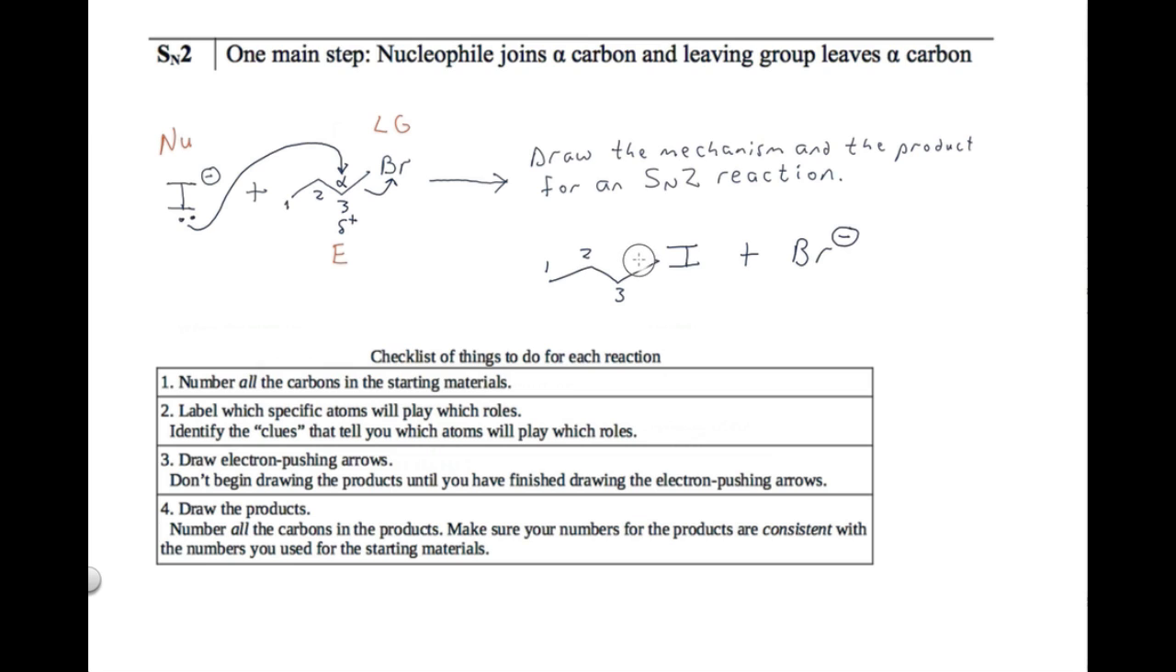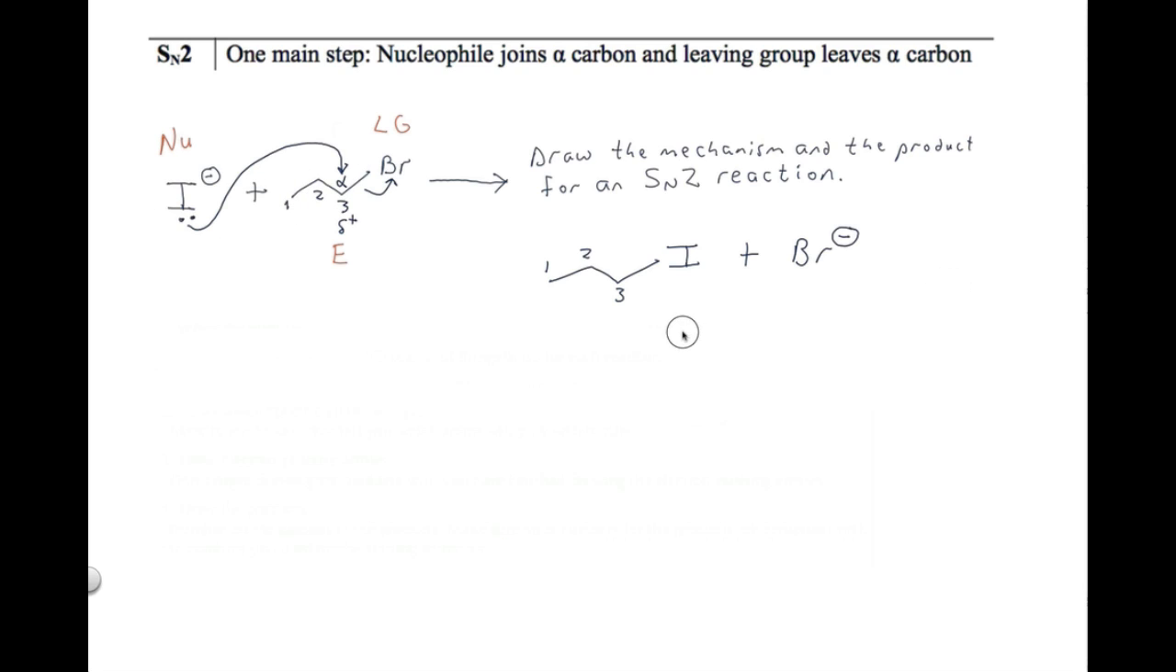We drew the products after we finished the electron pushing arrows, and we were careful to number all the carbons in the products consistently with how we numbered the carbons in the starting materials. Now remember, what is the name of this reaction? The name of this reaction is SN2.